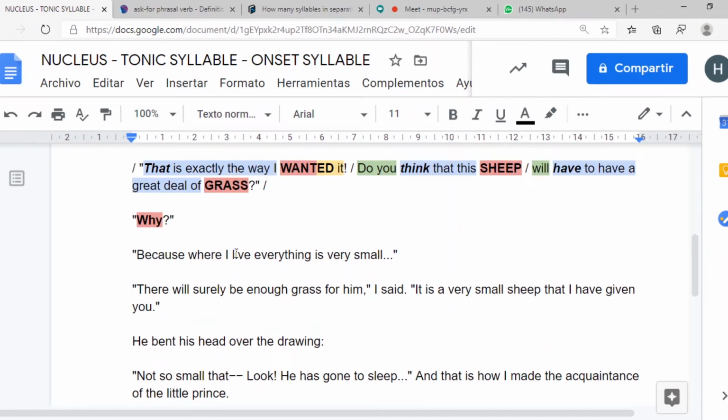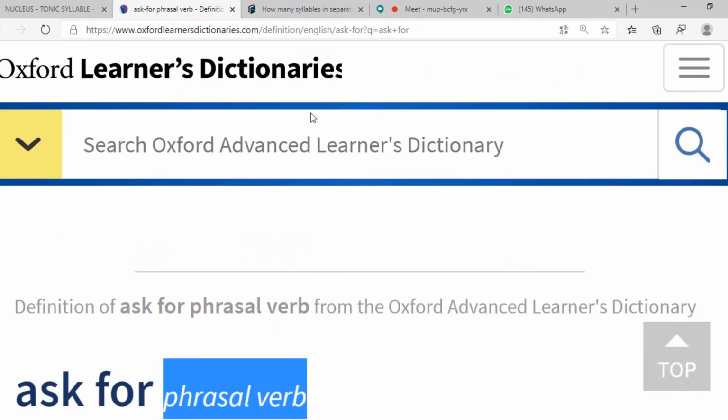Because where I live, everything is very small. Sorry, Y with capitals. Small. In this case, you have the nucleus, because this is the last content word. Small. So this is a monosyllabic word again, so this is your tonic syllable. Because where I live, okay, so here, check it.